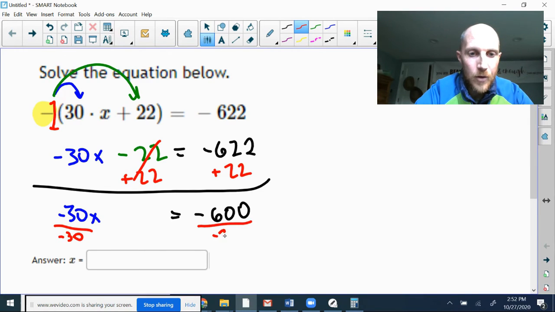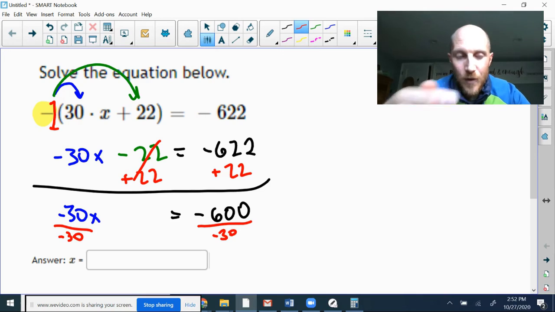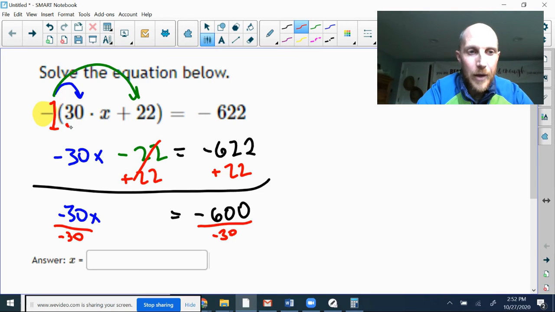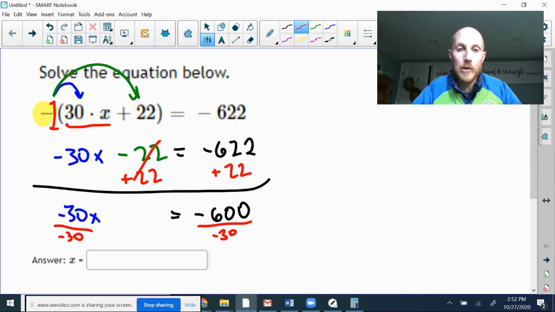If you're unclear, you forgot, you can always look back to the very beginning of the problem where -30x was written with a multiplication symbol between the 30 and the x. So we know it was multiplied on there. The opposite of multiplying is dividing. So I'm dividing both sides by -30.